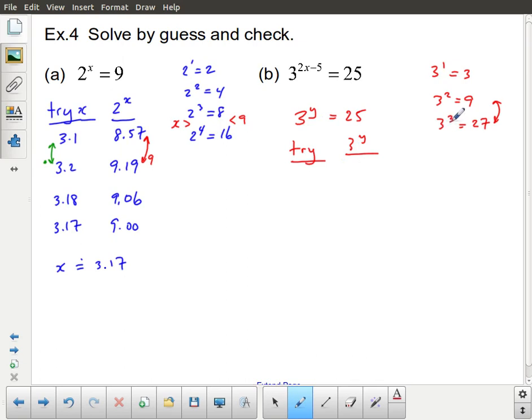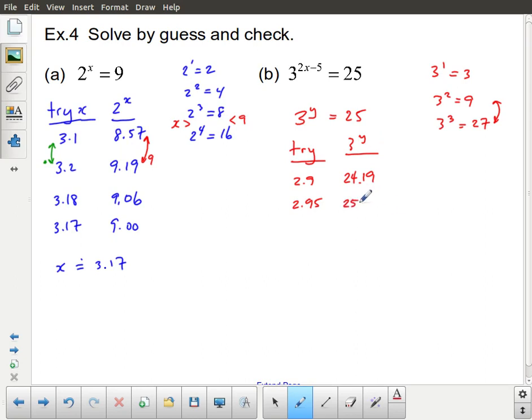So I'm going to try something close to 3, bigger than 2. So how about I try 2.9? That's quite close to 3. So now I do 3 to the power 2.9, and that gives me, surprisingly, a little bit too low. That's 24.19. Well, that seems awfully close, but you know what? Let's just split the difference. 2.95.